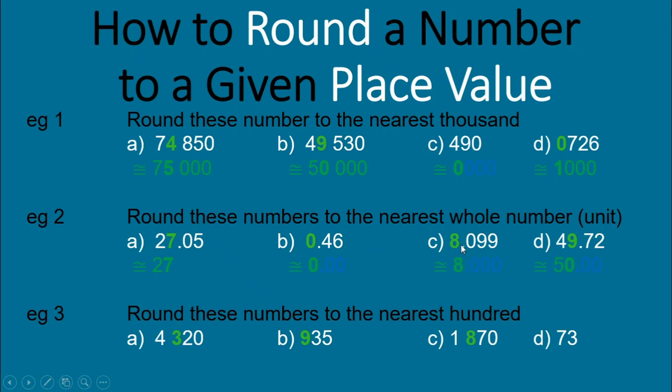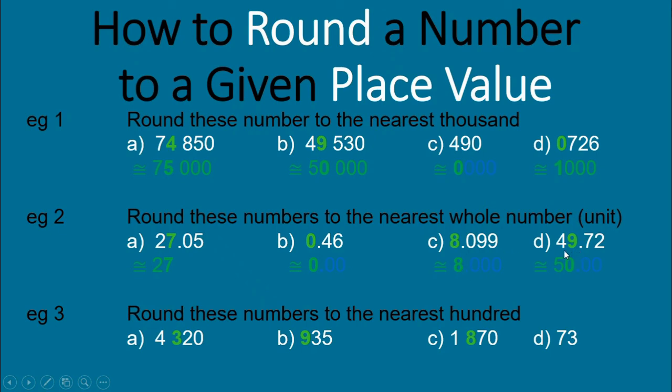Question C, an 8 with a 0 next to it. Don't worry about those 9s there. The digit directly next to the units is a 0. The 8 will not change. It will stay 8. And again, I don't need these extra zeros next to it. I know that 8 is in the units position, so that's 8.